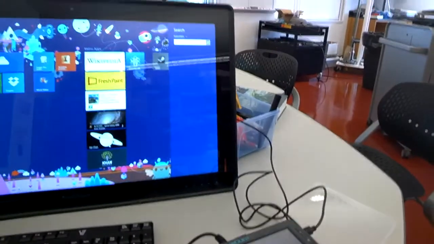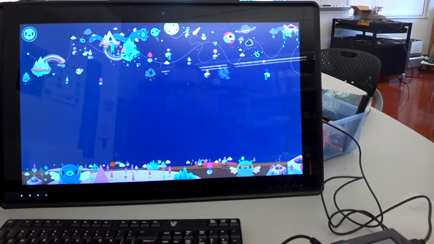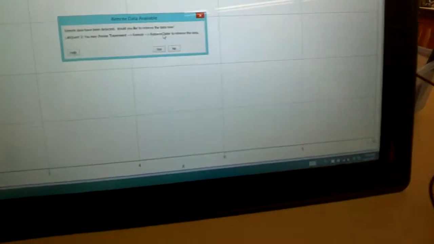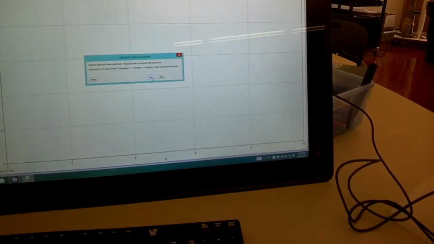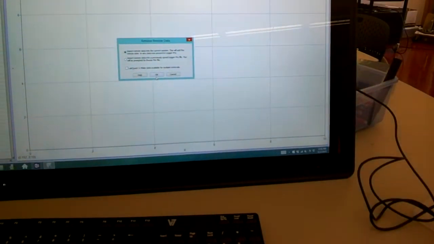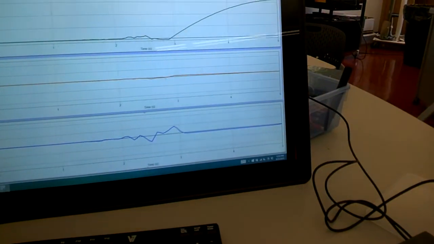Well, we can pull up Logger Pro on our own. Logger Pro. Not about logs or login, but about, well, actually it's kind of about login, but about data. So, if everything goes according to plan, and it did, ta-da, a box appears. Remote data has been detected. Would you like to retrieve the data now? Yes, I would like to do this. I'm going to insert this data into the current session, like so. And voila, the graphs have transferred over.